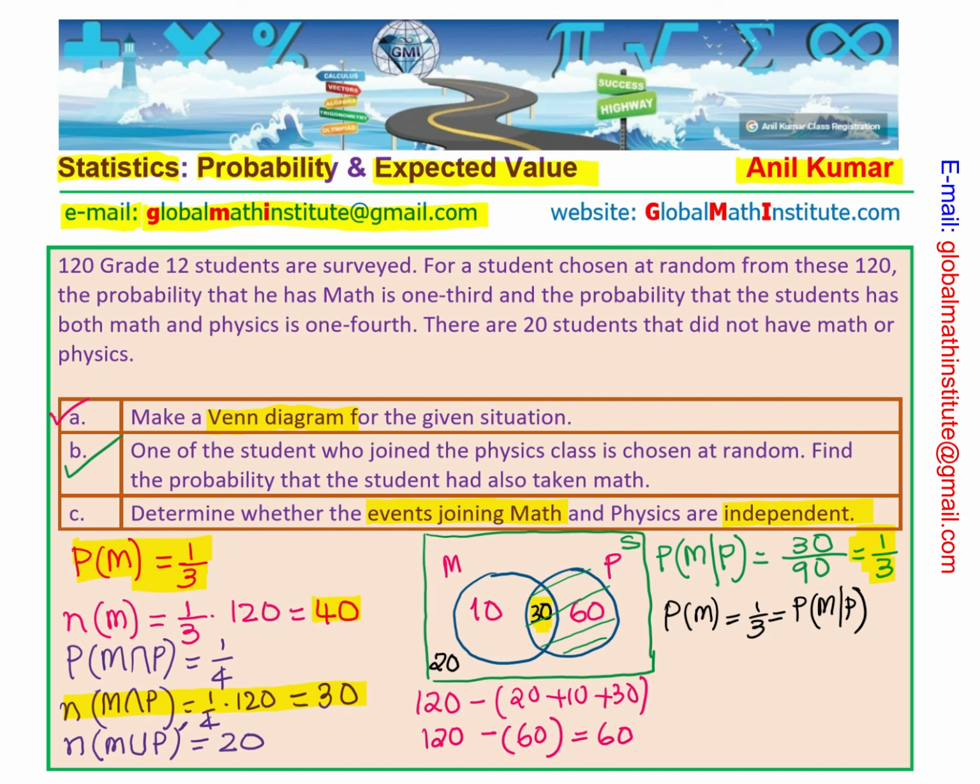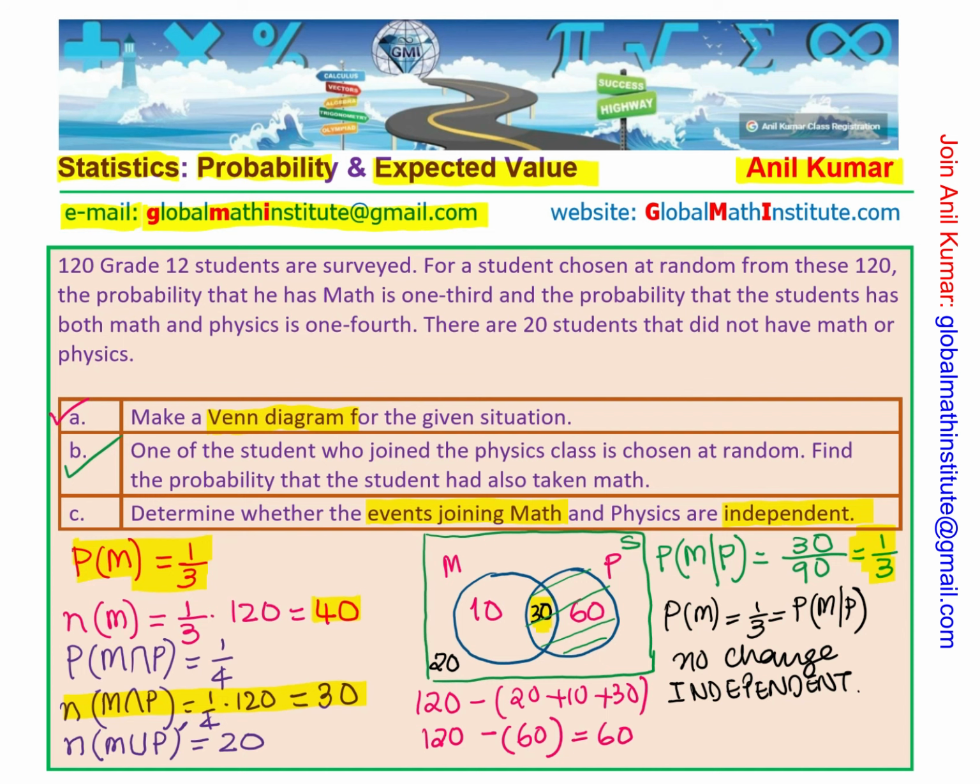And since the math probability did not change, right? So no change, correct? That means independent. Does it make sense to you? Very clearly, we are showing you that the probability of picking a student who has taken math does not change, whether you select just directly from all or from the group which had taken physics.